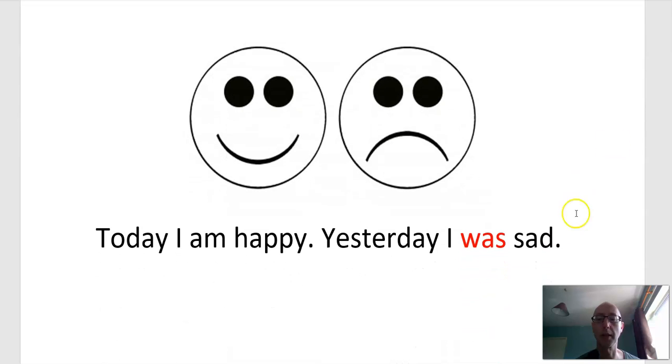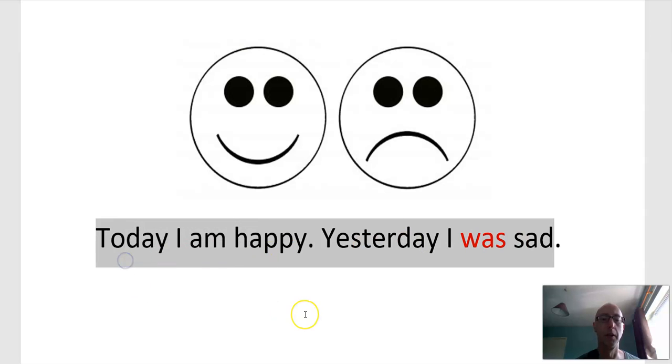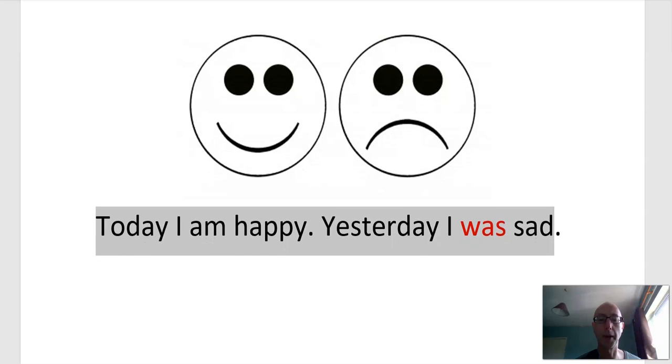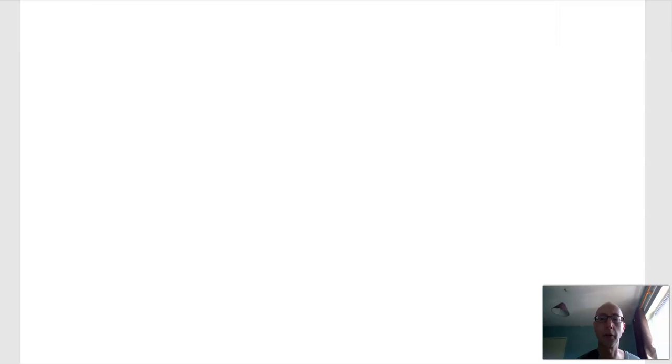Remember that was is for the past, it's for yesterday. So today I am happy. Yesterday I was sad. Today for the present, for now. Yesterday for the past, I was.